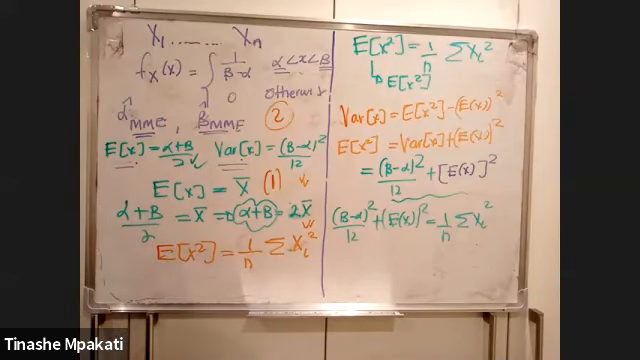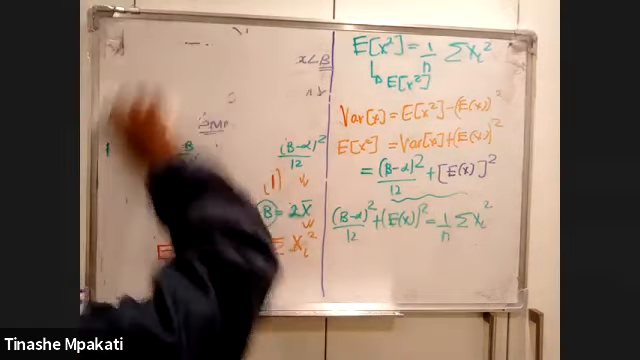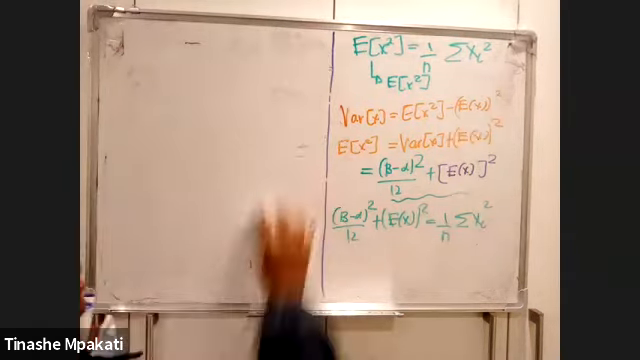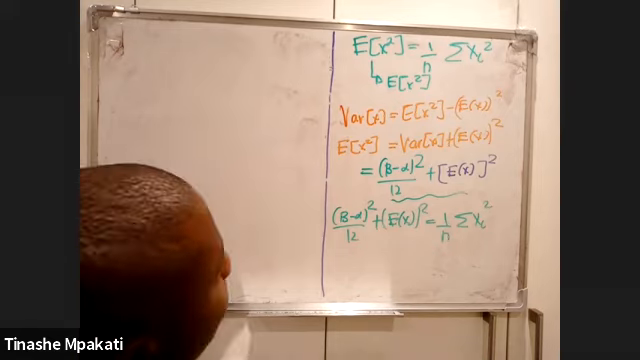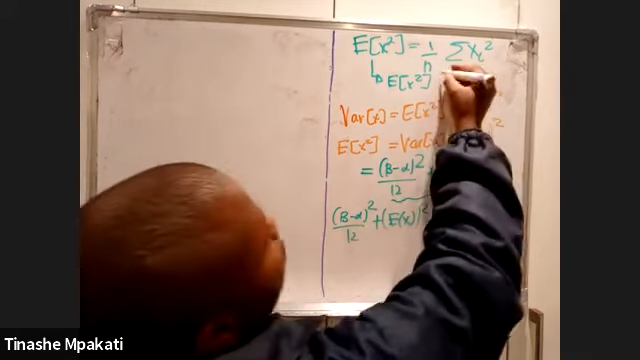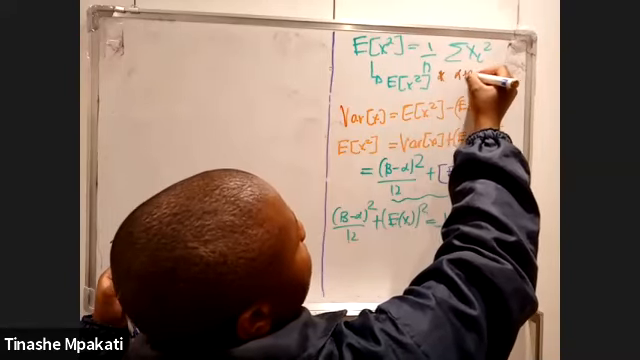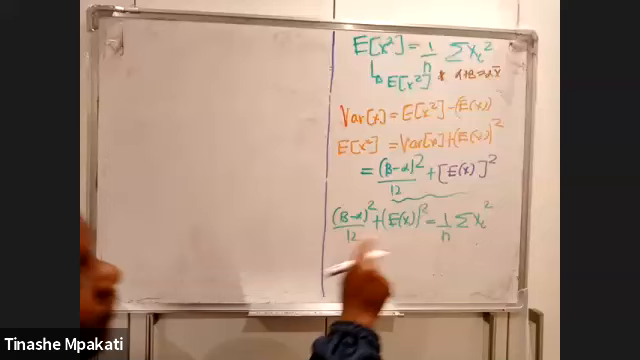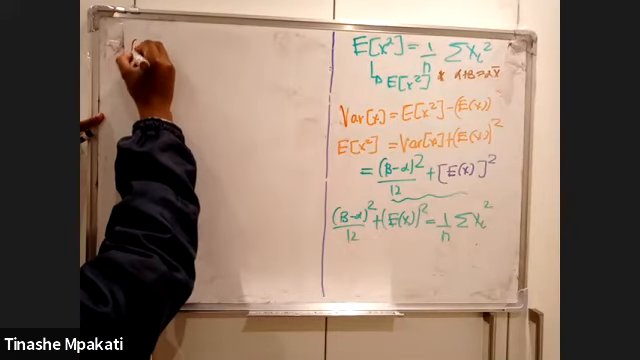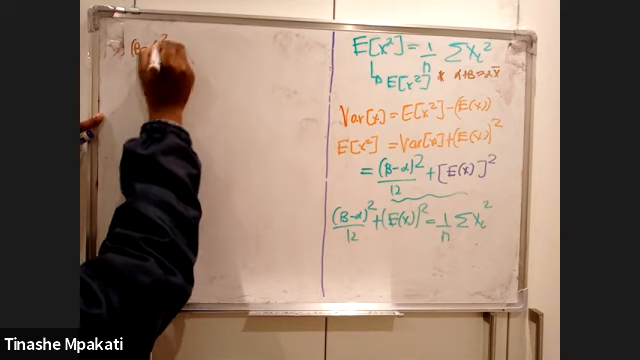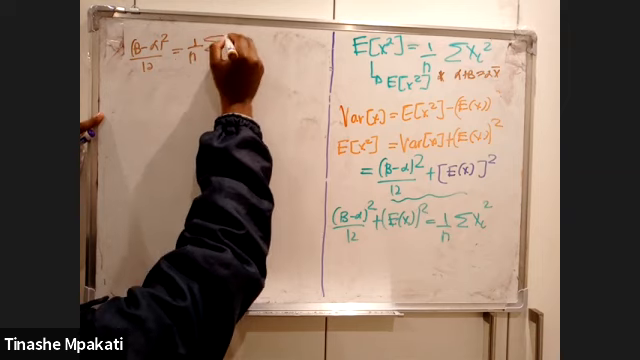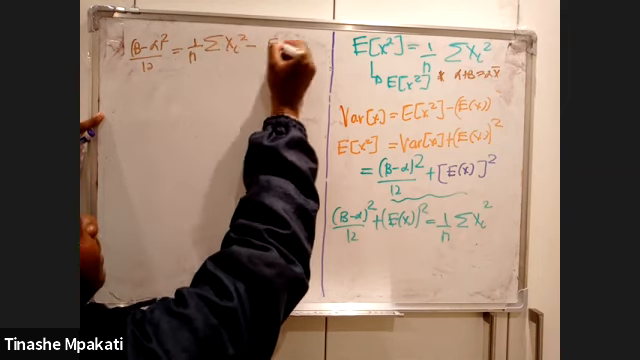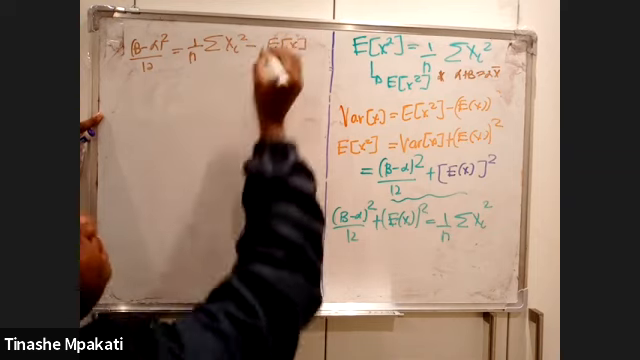And now we get to see the reason why we don't substitute that expectation of x. So now you make this the subject of the formula. Okay, I'm going to write this here. We had alpha plus beta being equal to 2 x bar. So this equation here, what I'm going to do now is to have beta minus alpha squared divided by 12 being equal to 1 over n summation of our xi squared minus the expectation of x all squared.